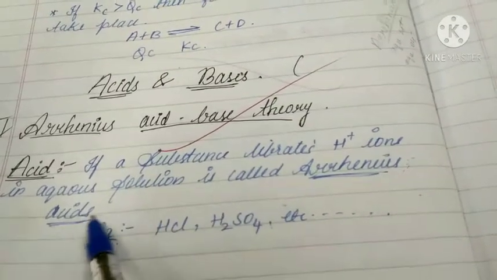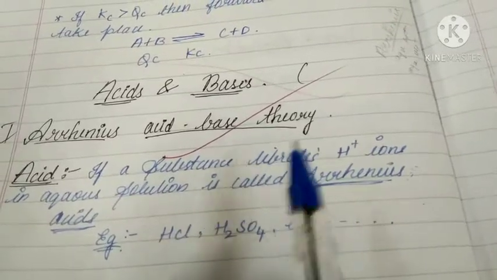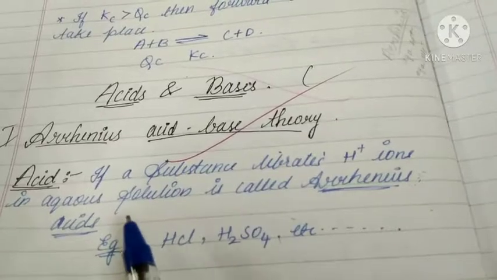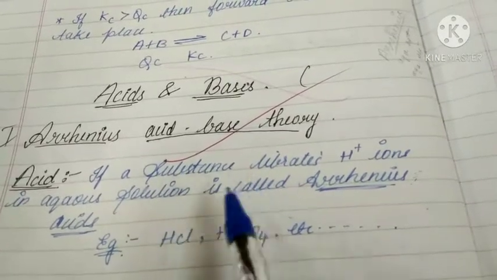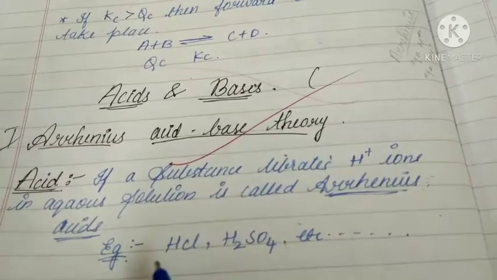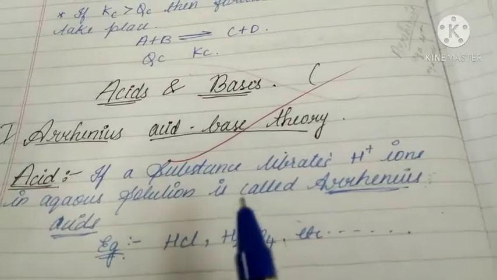What is the meaning of aqueous solution? If any substance is present in water, that is called aqueous solution. So according to this theory, if a substance donates H plus ion in water, in aqueous solution, then only that substance is called acid. That is called Arrhenius acid. These are the examples for Arrhenius acid.